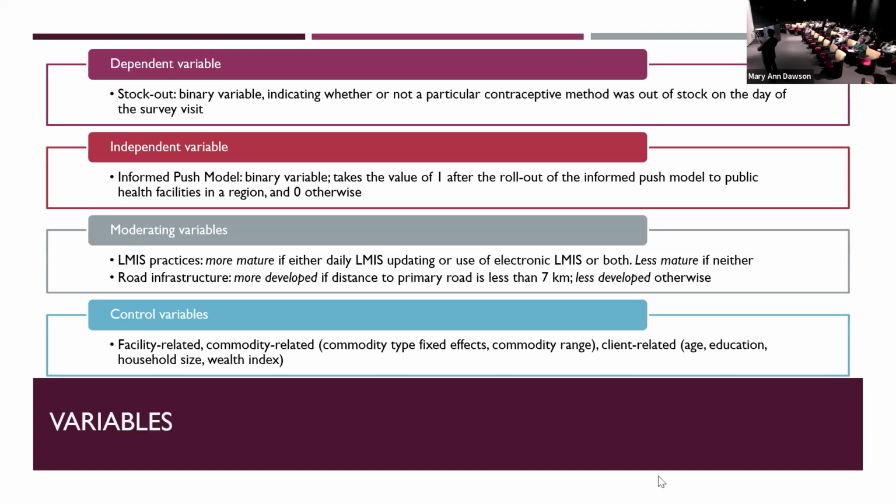Our main independent variable is the informed push model. This is also a binary variable that takes the value of 1 after the initiative is rolled out to that specific region, and the value of 0 prior to that. So that's our independent variable. And then we have two moderating variables, LMIS practices and road infrastructure.